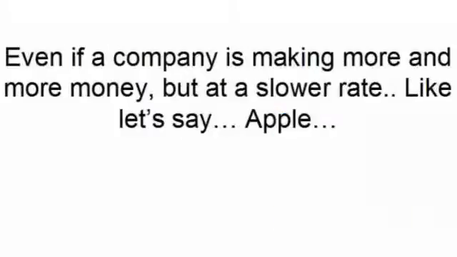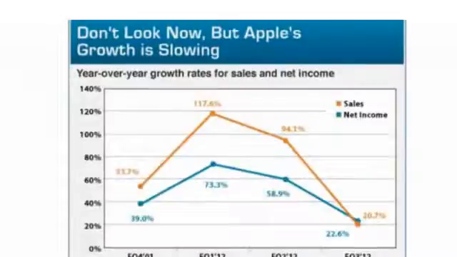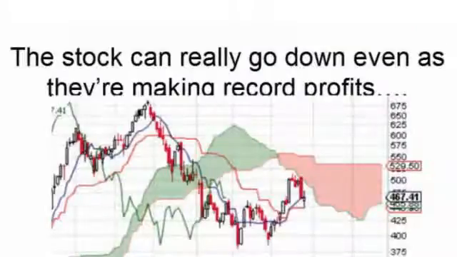So even if a company is making more and more money, but at a slower rate, like, let's say, Apple. And here's the headlines: don't look now, but Apple's growth is slowing. The stock can really go down even as they're making record profits. Looking at Apple here, there was a high just a bit over 700, goes all the way down to 400.